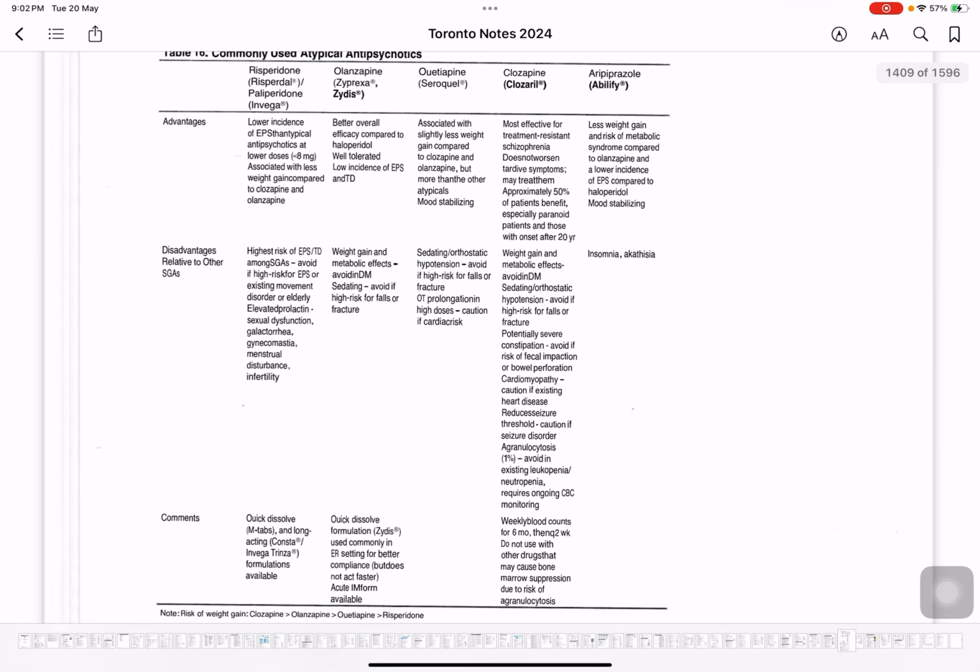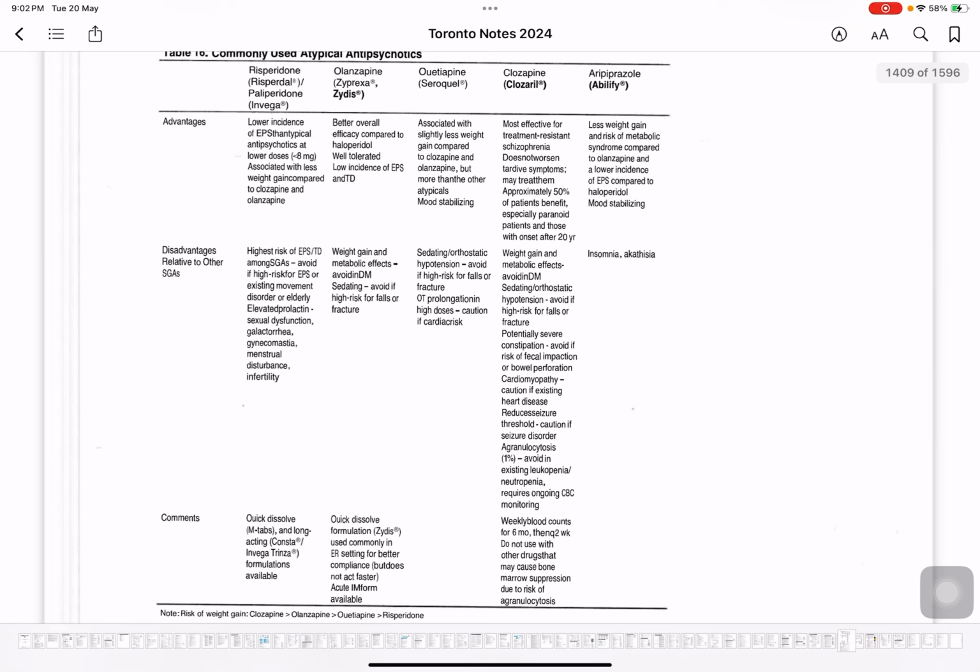Aripiprazole: less weight gain and risk of metabolic syndrome compared to olanzapine, and lower incidence of EPS compared to haloperidol. Mood stabilizing. The disadvantages are insomnia and akathisia. So aripiprazole causes akathisia: A for aripiprazole, A for akathisia.